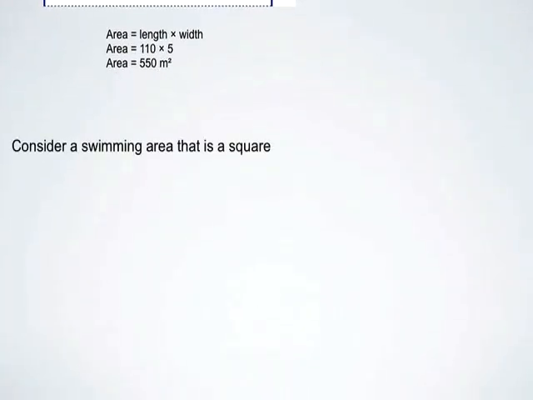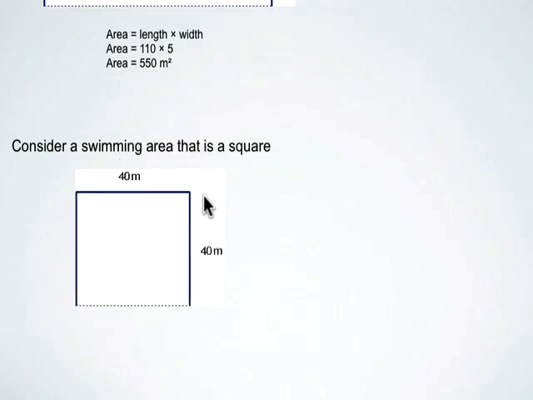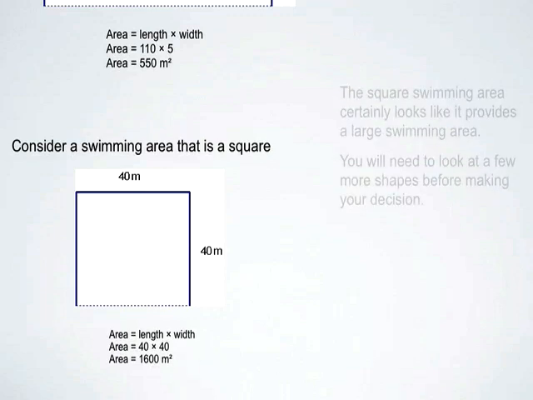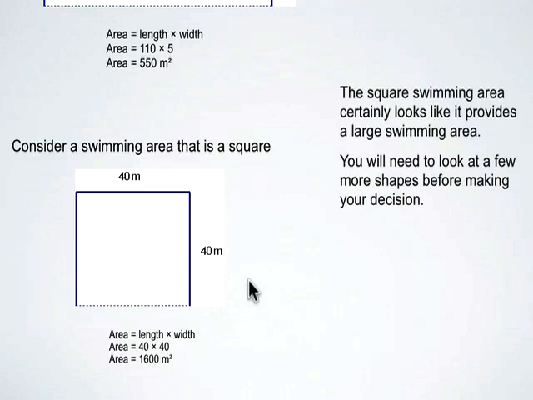Let's consider a swimming area that's square. So if it's 40 by 40, it's going to give an area of length times width of 40 by 40, which is 1600 meters squared. The square swimming area certainly looks like it provides a large swimming area, but we're going to need to take a look at a few more shapes, a few more different situations before making our decision.